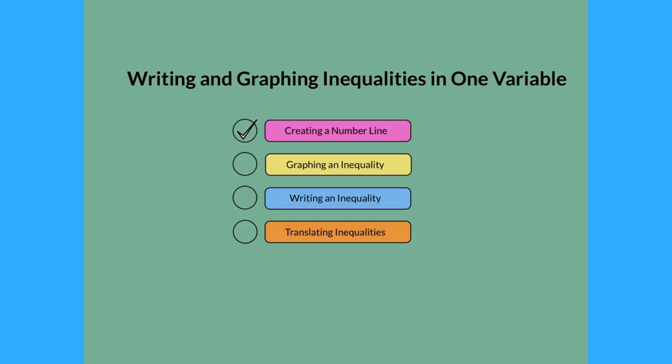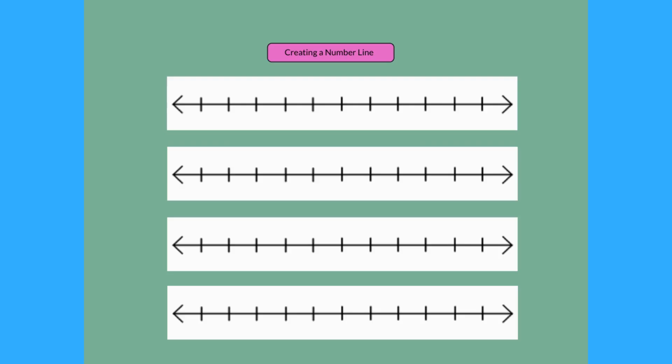As part of writing and graphing inequalities, let's review how to create a number line of our own. We're going to create a couple different examples. We'll start with just basic integers. And we don't always have to have 0 in the middle. And we'll get more into that when we start actually graphing inequalities.